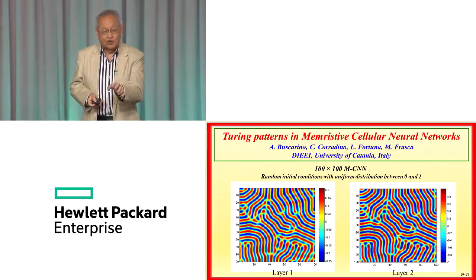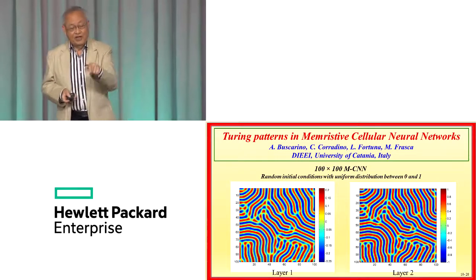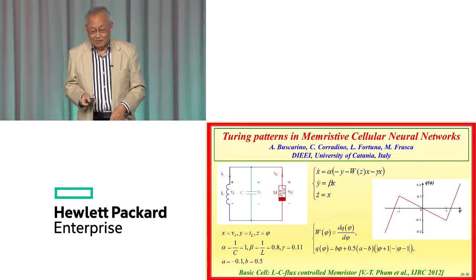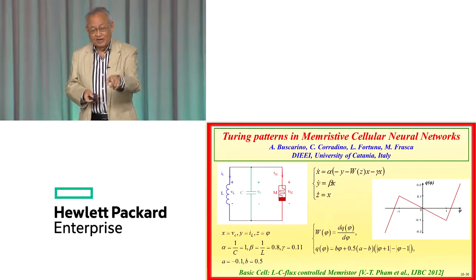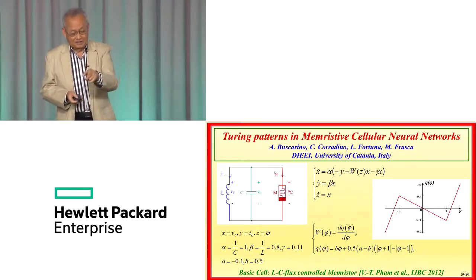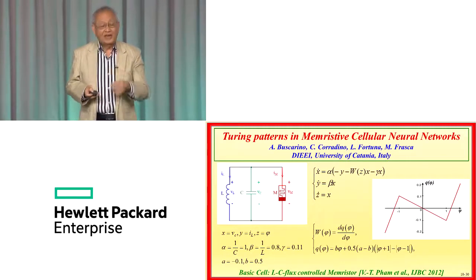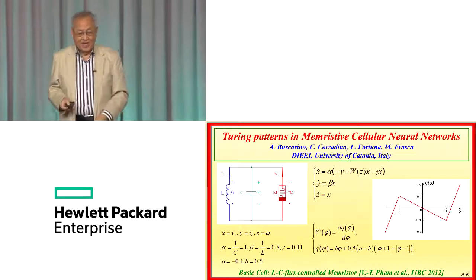And these are Turing patterns. Anyone who knows Turing will see immediately that you have a Turing pattern. And the beauty of this is that the circuit consists of just an inductor, a capacitor, and a memristor that has a negative slope. That's the locally active memristor. This is the latest result to show you that you can have Turing patterns with cells like that.